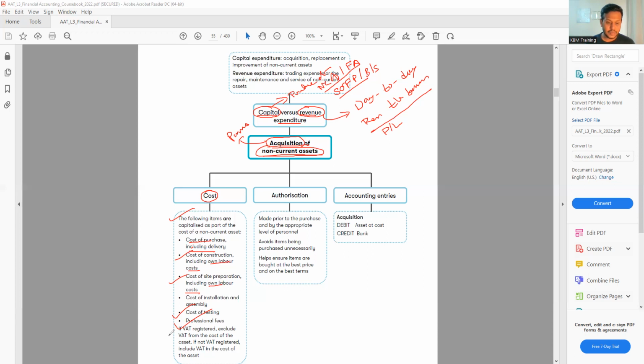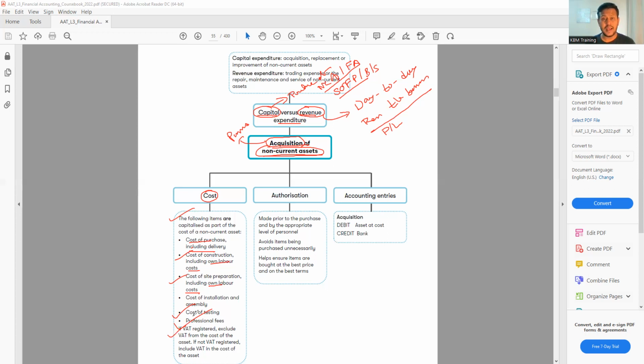The next one we have here is the VAT. Now remember, if the business is VAT registered, the VAT is not a cost for them, because VAT can obviously be claimed back from HMRC. So as a VAT registered company, however much VAT I paid, I can always claim it back.